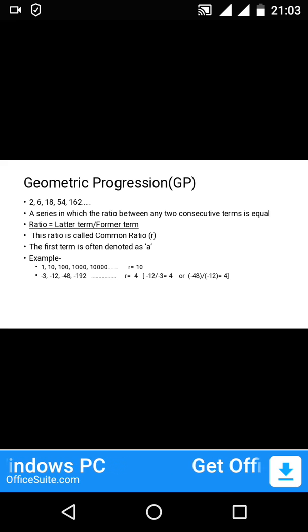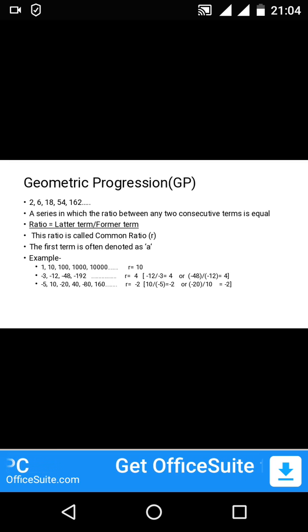Again, let's take another example. I have deliberately taken negative numbers so that you are able to better understand the concept: -3, -12, -48, -192. Now -12 by -3 would be 4. -48 by -12, again it would be 4. Likewise for the fourth and the third term, -192 by -48, again it would be 4. So the common ratio is 4 throughout the series, and that is why this is also a geometric progression.